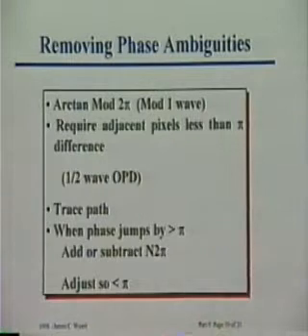Okay, any questions on that? Okay, if you have a surface that gives you a phase greater than pi, you can't measure it with this technique. That's what it amounts to. We just have this restriction that it's less than pi. That sets a limit on the slopes of what we can measure.